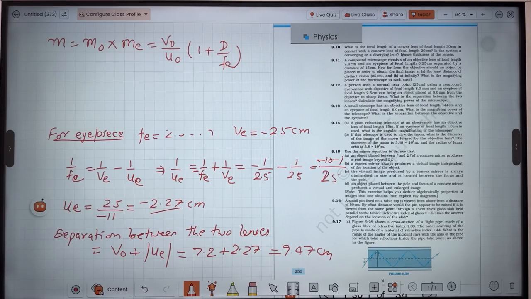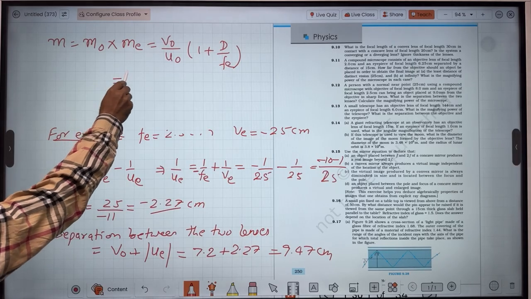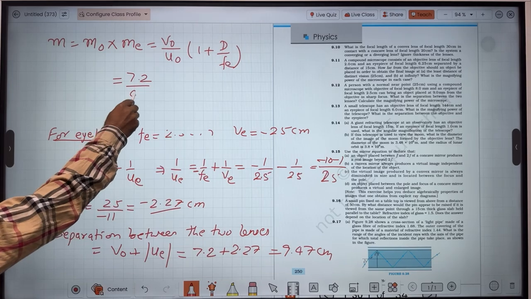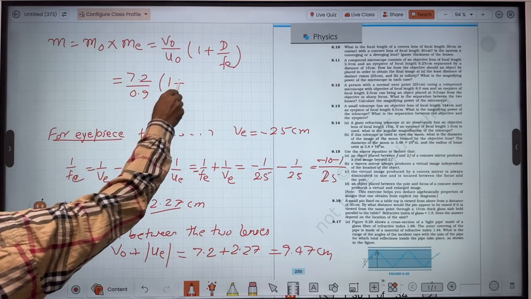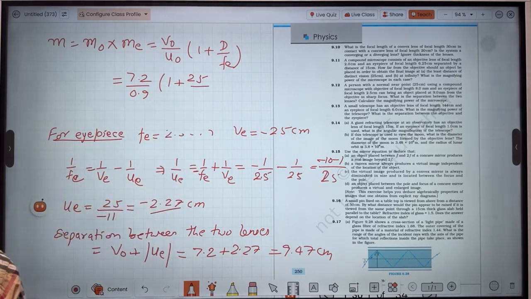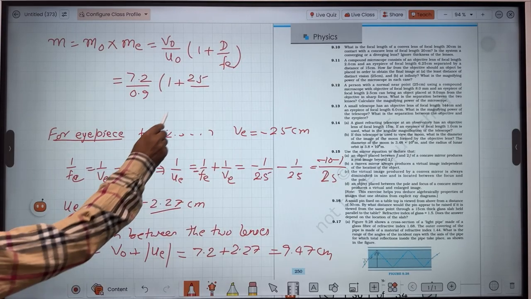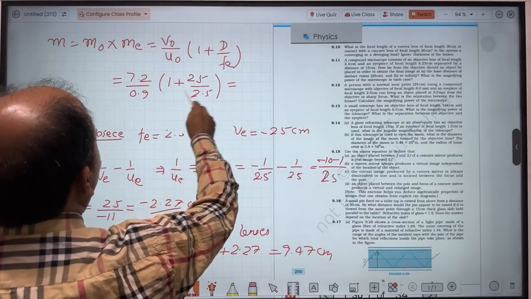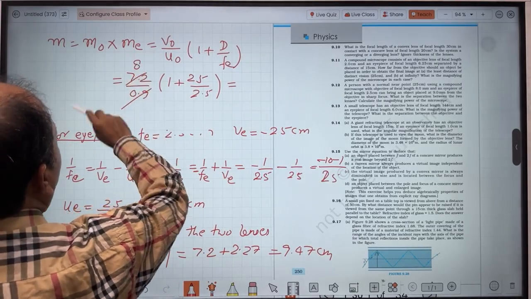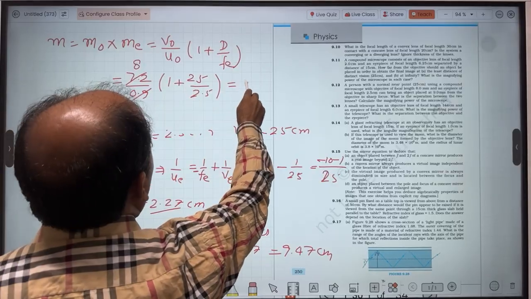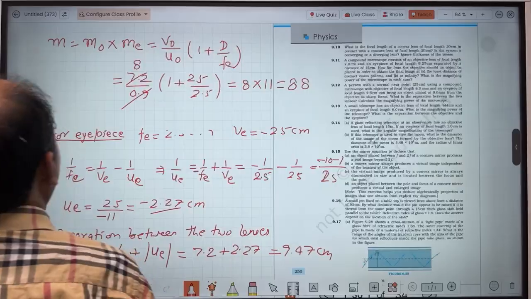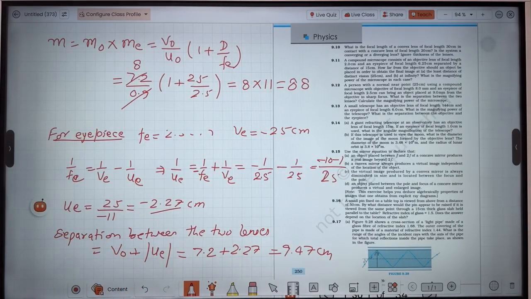So it will be 7.2 divided by UO. If we take modulus value, then it will be 0.9. Into 1 plus this is 25 divided by FE. FE is 2.5. So this will give, this is 8 times and this is 10 times. Actually 8 multiplied by 11, which is 88, right? So I think you have understood. Now let's take next question.